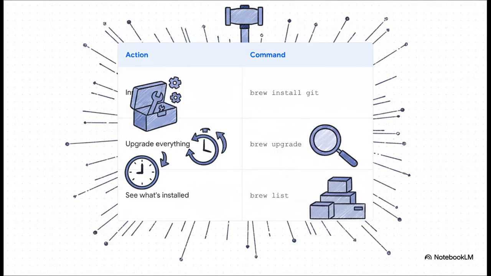And listen, you don't need to go memorize a giant list of commands. Just start with these three. Brew install gets you a new tool. Brew upgrade keeps everything fresh and up to date. And brew list, well, it just shows you what you've got.